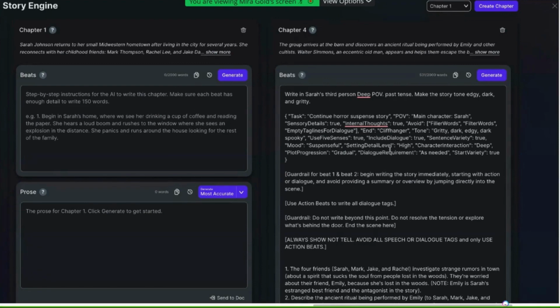Now, I might want it low if it's more of an internal scene. This is really good whenever you're using it for script writing. So if you're a script writer, pay attention to your setting detail level, and you may want to play with whether it's high, medium, or low. So your character interaction, we want deep. We want a deep plot progression. We want it to move gradually. Dialogue requirement as needed. And we want our sentences to start with a variety.